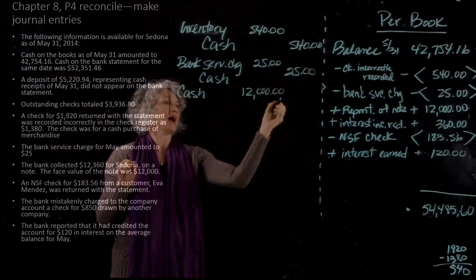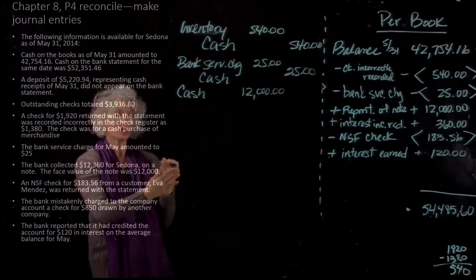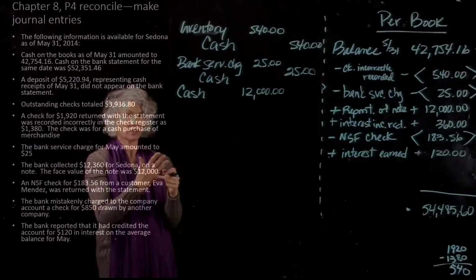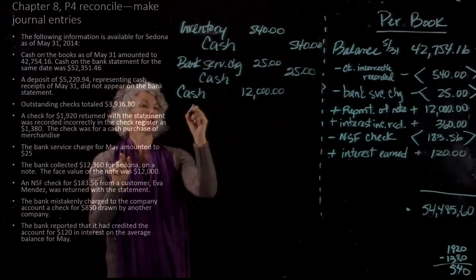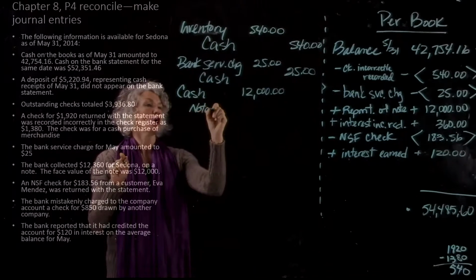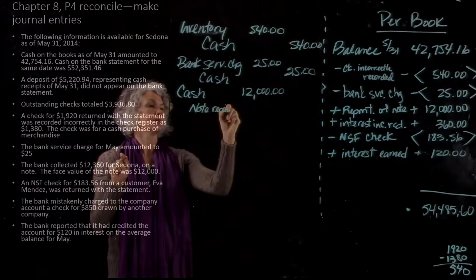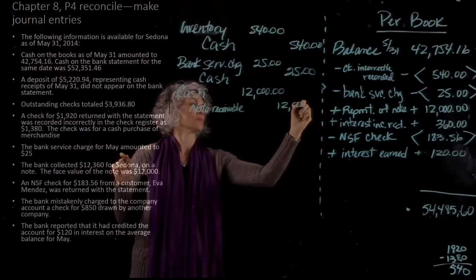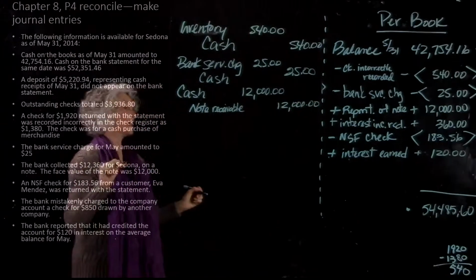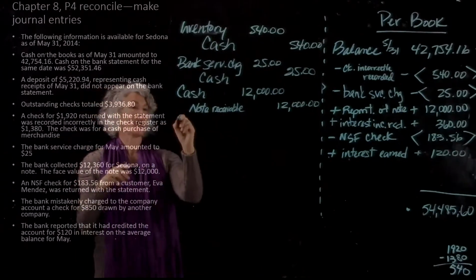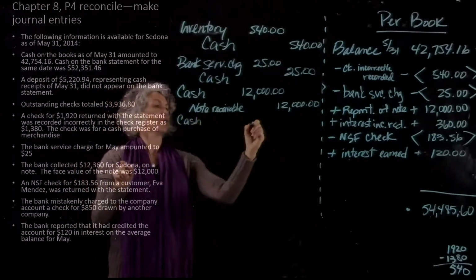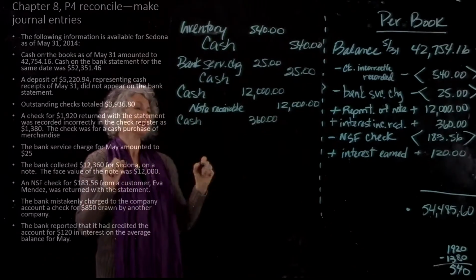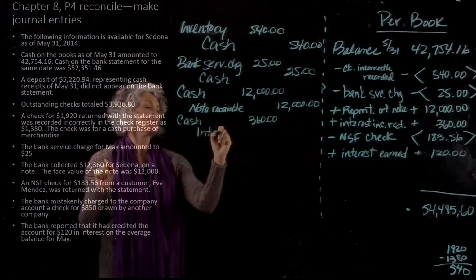Okay, I'm going to add that. And then what is that? Somebody owed us money and they paid us. Well, they tell us it's a note in the book. Okay, so we are going to credit note receivable. And then we're going to increase cash for the $360 extra that they paid. And that is interest income.